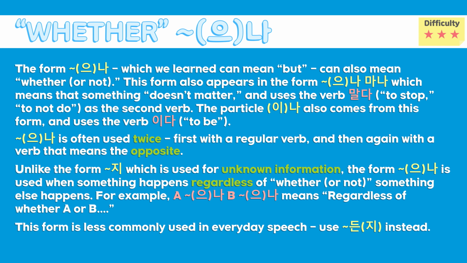Unlike the form 지, which is used for unknown information, the form 으나 is used when something happens regardless of whether or not something else happens. For example, A으나 B으나 means regardless of whether A or B. This form is less commonly used in everyday speech. Use 든지 instead.